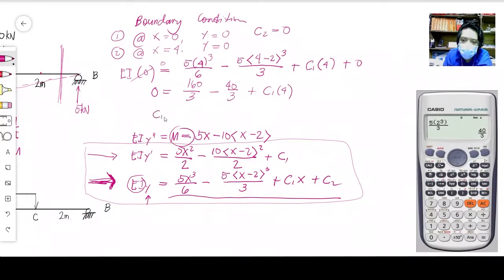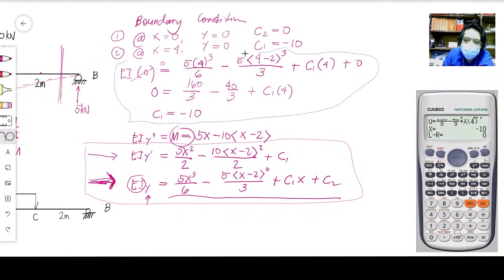This is 40 over 3 plus C1 times 4. Solving for the value of C1: 0 is equal to 160 over 3 minus 40 over 3 plus C1 times 4. Solving for the value of C1, your value is negative 10. So C1 is equal to negative 10. Okay, let me erase again because I don't have much space.